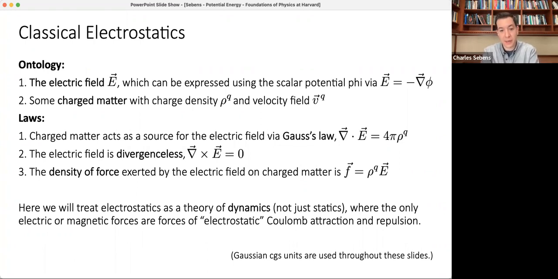Let me just mention as an aside that I'm using Gaussian CGS units in these slides. And so some of these equations might have different prefactors than you're used to, but hopefully not too hard to follow.